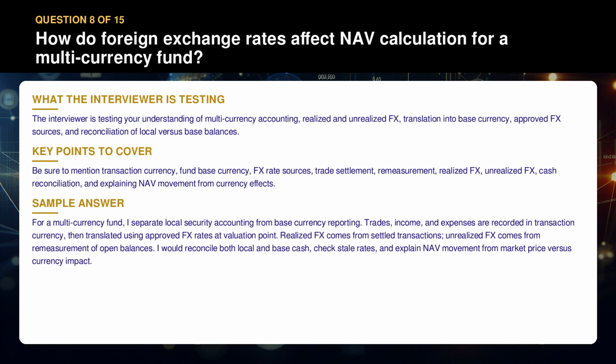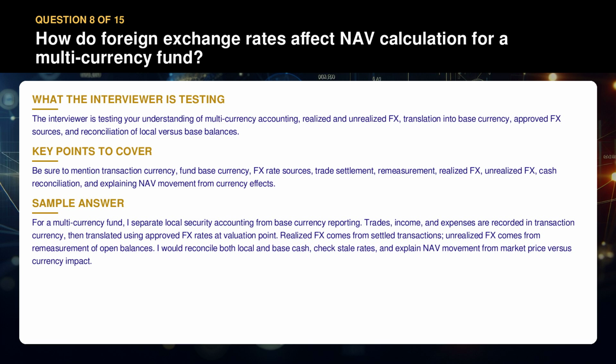For a multi-currency fund, I separate local security accounting from base currency reporting. Trades, income, and expenses are recorded in transaction currency, then translated using approved FX rates at valuation point. Realized FX comes from settled transactions. Unrealized FX comes from remeasurement of open balances. I would reconcile both local and base cash, check stale rates, and explain NAV movement from market price versus currency impact.